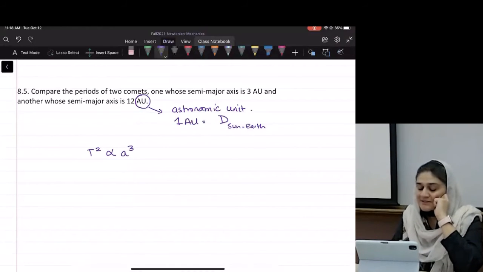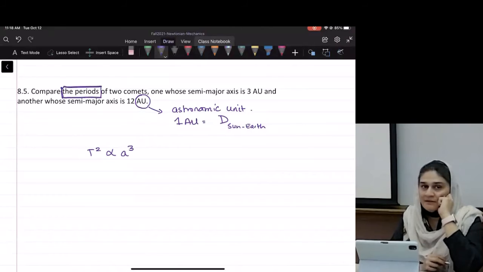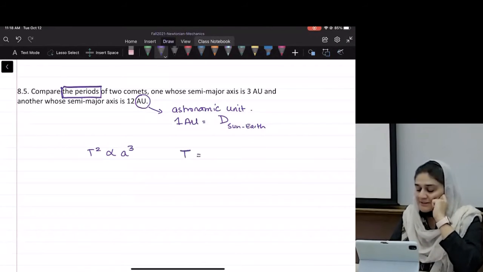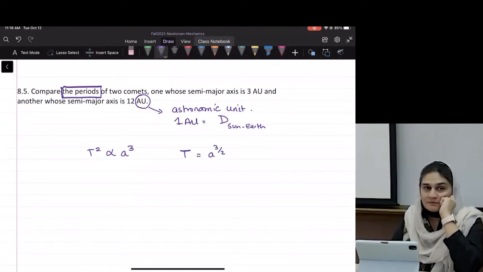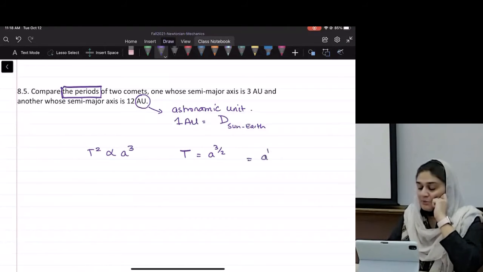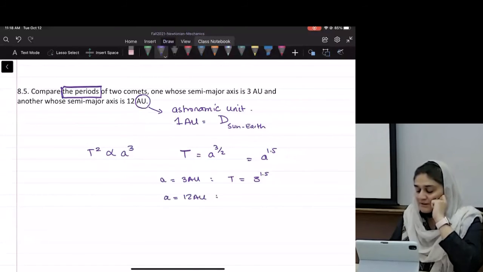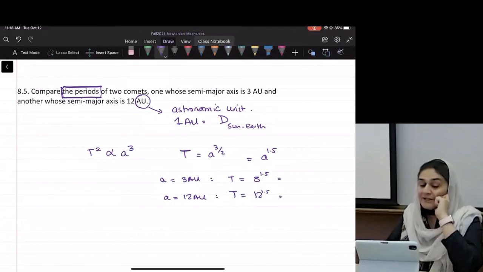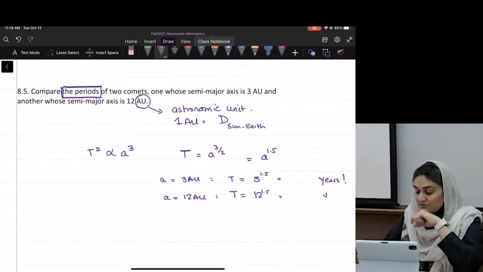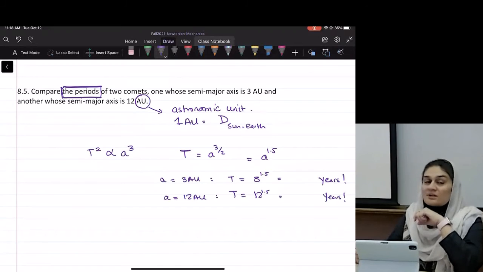So what is it asking? It's asking the period. We have to find the period, right? Yeah. Which means I can rewrite this as a to the 3 over 2, or a to the 1.5. What is a? 3 AU will give me a period of 3 to the power 1.5. And if a is given as 12 AU, I can literally take that and say 12 to the power 1.5. And your answer will always come out in years. Please remember that.